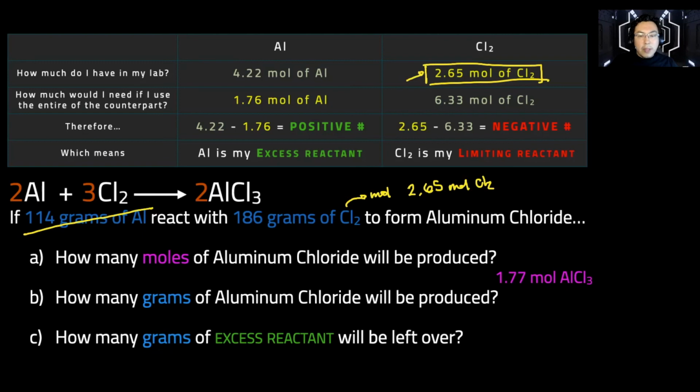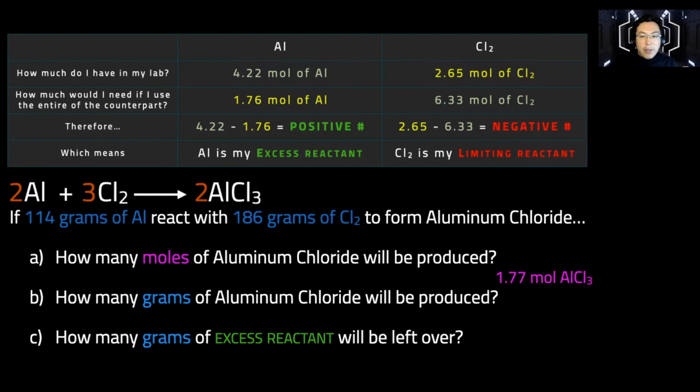Provided by the formula, right? Which would be, we do the ratio, moles of chlorine in the bottom, which is 3. And on the top, because you want aluminum chloride, you will put mole of aluminum chloride, right? And the number is the 2, right? That will give us 1.77 moles of aluminum chloride. Okay.